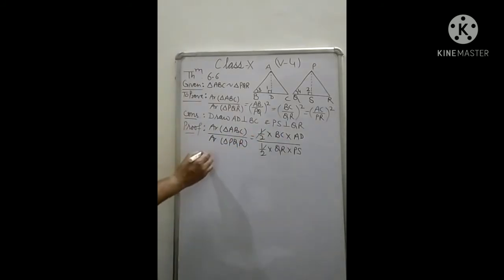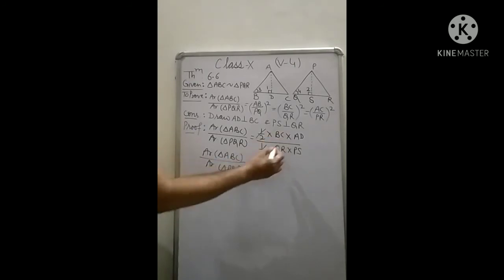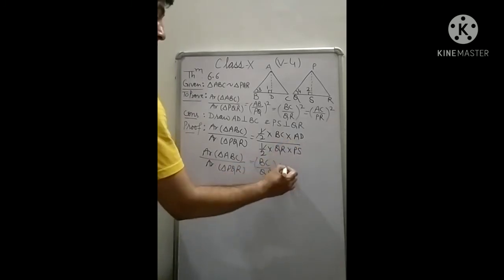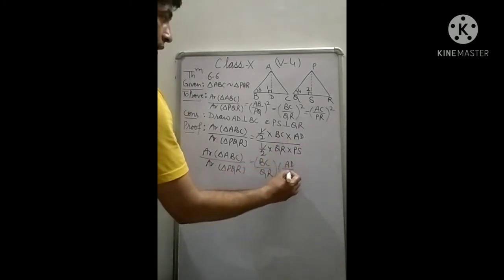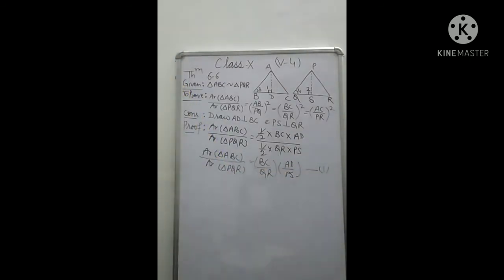So from here you are getting area of triangle ABC upon area of triangle PQR. It is equal to what? It is BC by QR into AD by PS. So this is your equation number 1.